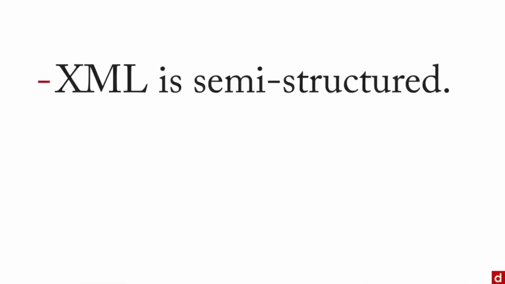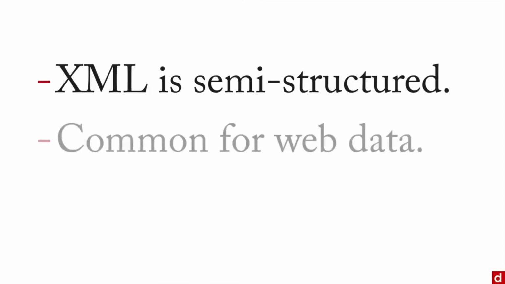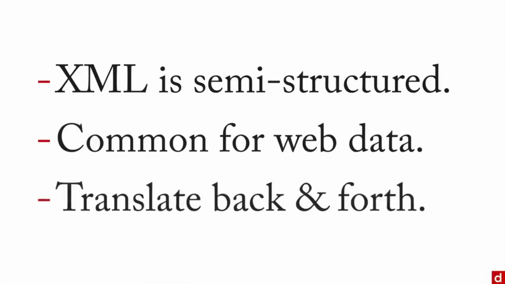Number 1, XML is semi-structured data. What that means is it has tags to tell the computer what the piece of information is, but you can make the tags whatever you want them to be. And XML is very common for web data, and it's really easy to translate the formats XML, HTML, CSV, and so on and so forth. It's really easy to translate them back and forth, which gives you a lot of flexibility in manipulating data so you can get into the format you need for your own analysis.